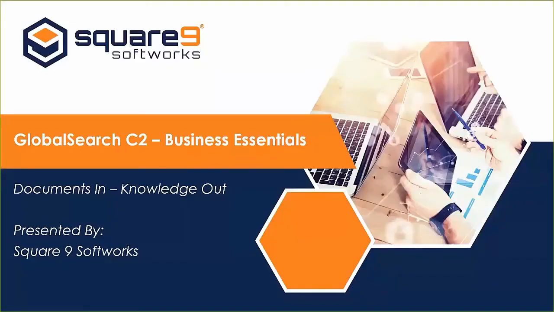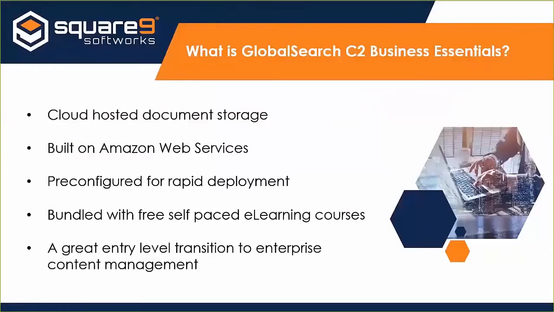So again, today we'll be reviewing Global Search C2 for Business Essentials. What is it? Well, Global Search C2 is a cloud-hosted document storage solution designed to centrally store and manage your important business documents. As we all know, we live in an age where information is key, and access to that information and those important business documents is very important. So Global Search C2 provides a cloud-hosted repository where you can store, manage, and secure your important business documents.